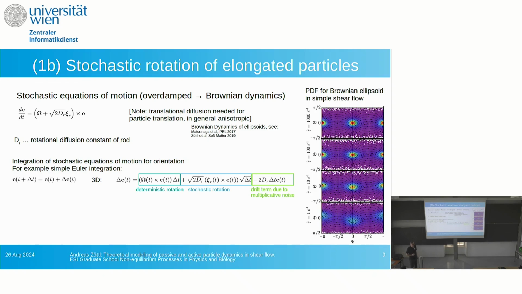Noise, then I would expect these trajectories are not perfect ellipses. Exactly. So they are not ellipses anymore, and they are so-called stochastic Jeffrey orbits, and I will quickly say something about this as well.